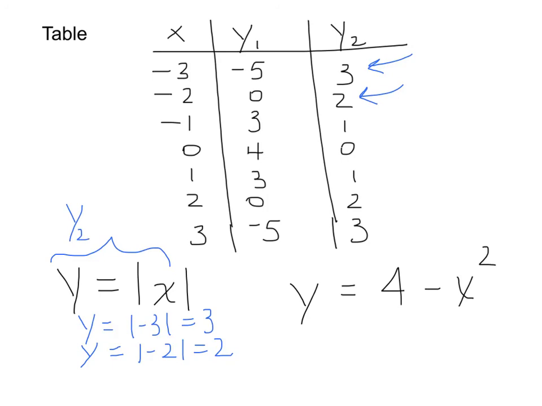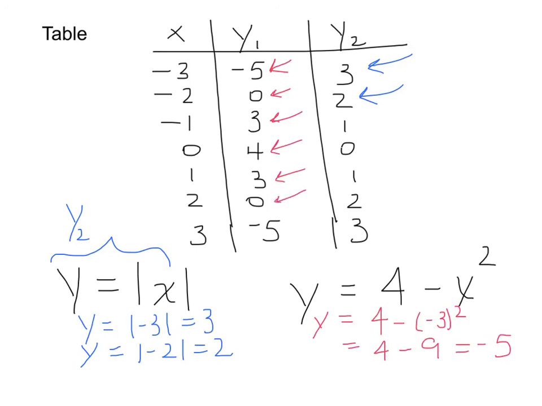Well, let's do pink for the other one. When x is -3, I'm going to get 4 minus 9, which equals -5, which is the first y column. And if you keep plugging in the values, you're going to notice that you're getting these answers, which means the first column represents y1. Or your first y's represents this equation.